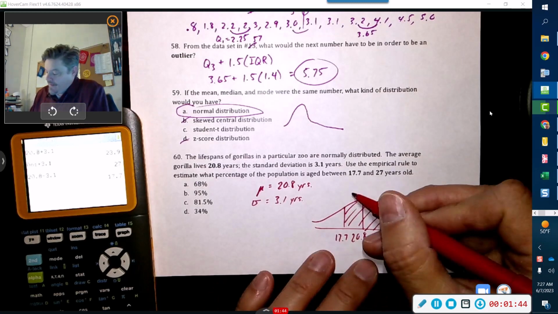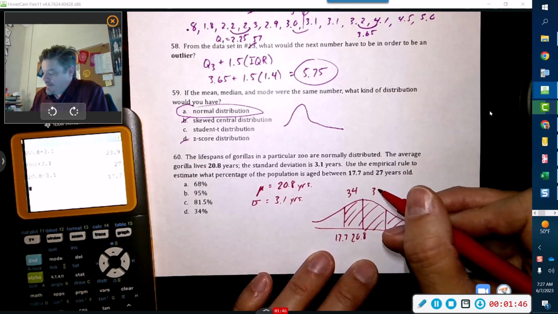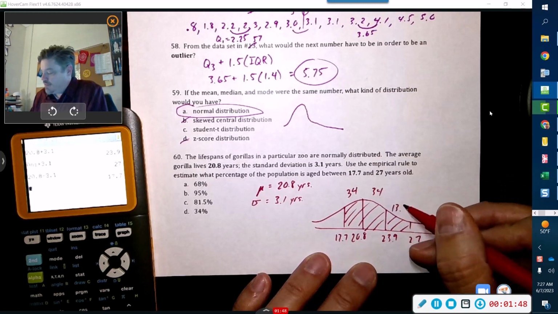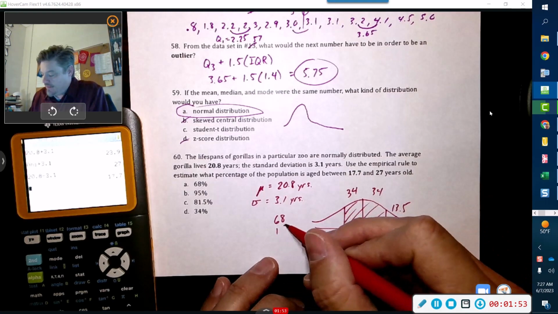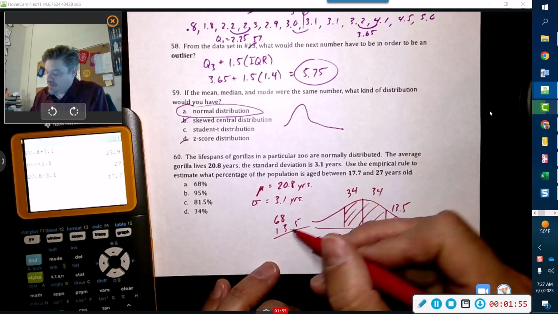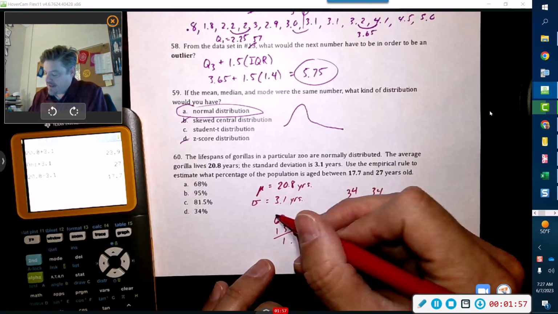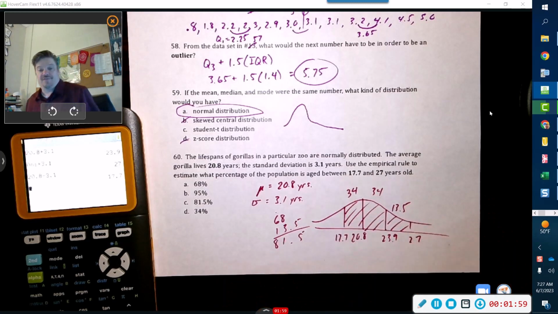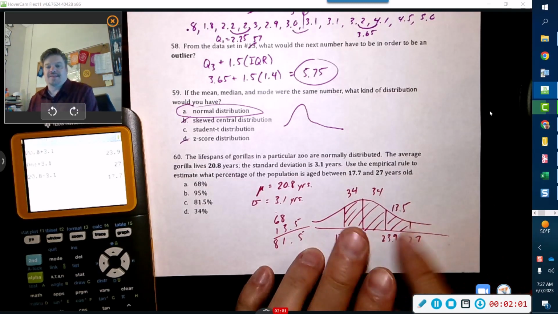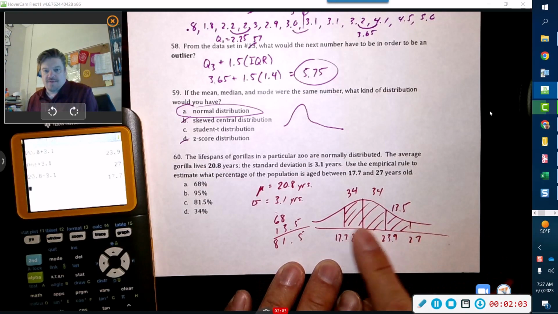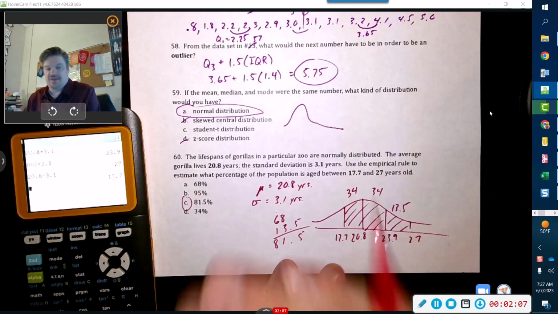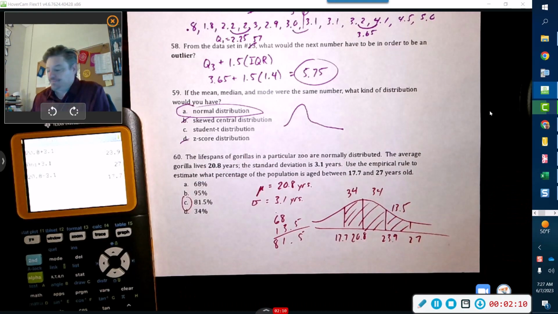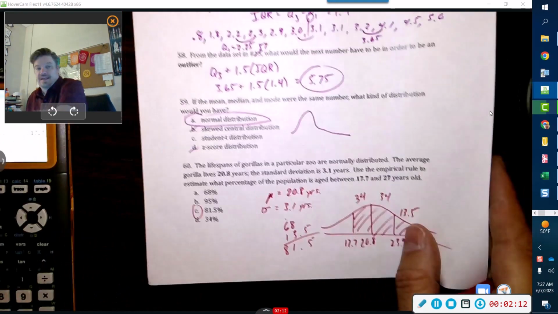Now I know that one's 34, that one's 34, and this one is 13.5. So if I add those together, it's going to be 68 plus 13.5, which gives us 81.5%. Which makes sense. We're 68% here and that extra. So that's just using the empirical rule. We didn't need our tables for that.